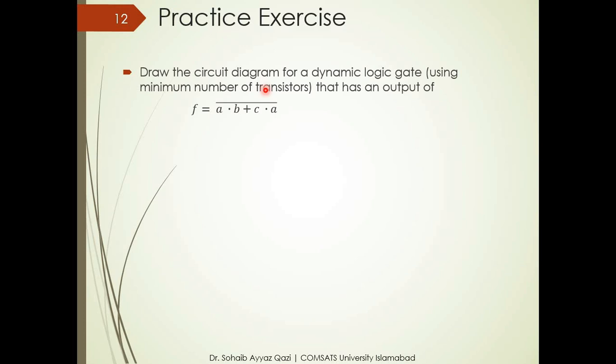diagram for a dynamic logic gate. So like you have to use the dynamic CMOS logic, and obviously using minimum number of transistors. So obviously if there is an option to simplify this expression, you have to do that, and the function is given here. You just have to draw a dynamic CMOS logic gate of this expression here.